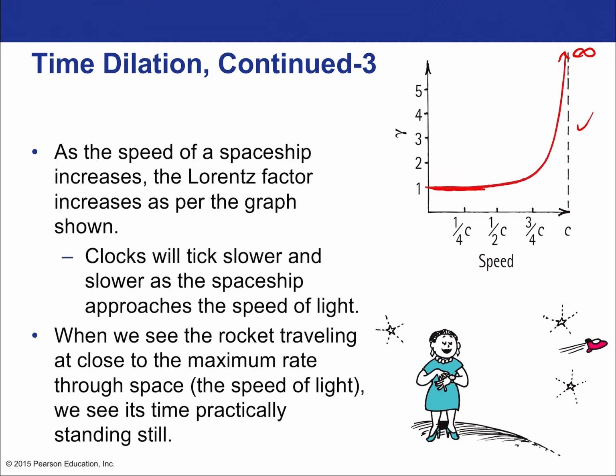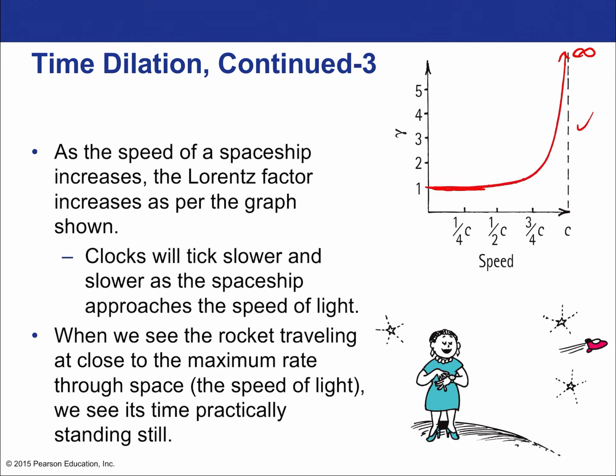The clocks will tick slower and slower as the spaceship approaches the speed of light. And what clock will tick slower and slower? The relative clock on the spaceship. So in other words, time will pass slower and slower on the spaceship relative to the ground-based observer as the spaceship approaches the speed of light. All right? So when we see the rocket traveling at close to the maximum rate through space, the maximum rate being the speed of light, we see its time practically standing still.